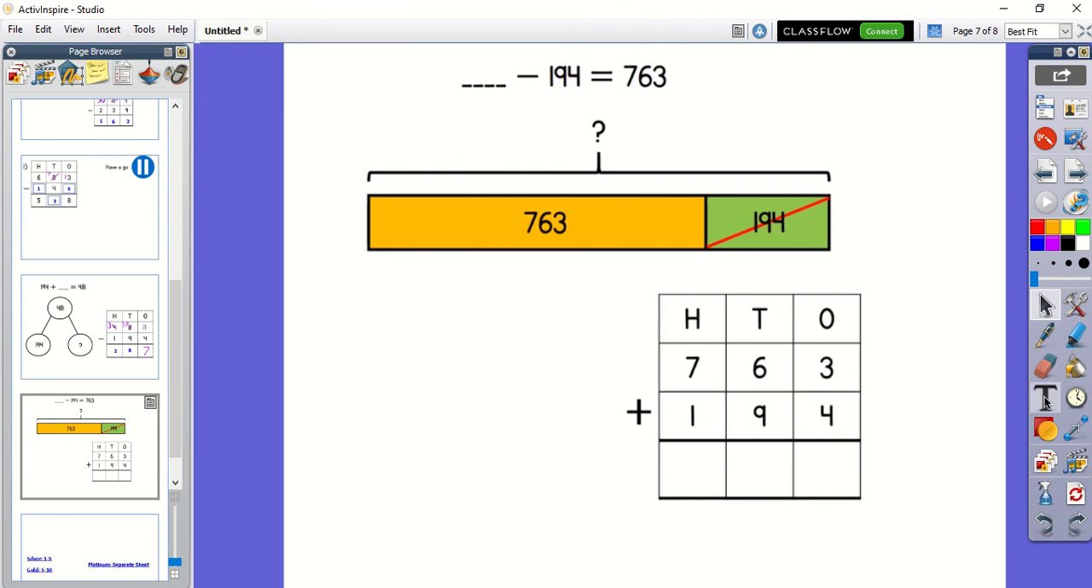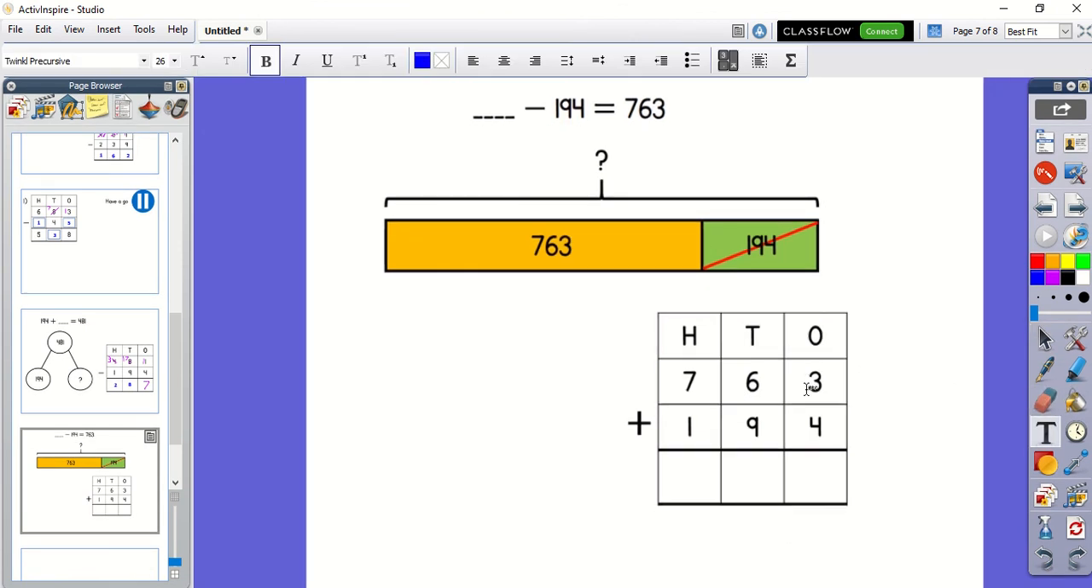So, just reminding ourselves of how to do our addition. We do 3 add 4 is 7. 6 add 9 is 15, so we put the 5 in the 10s, carry the 1. And then 7 add 1 is 9. So my original number was 957. And then if I did the subtraction column method and did 957 take away 194, I would indeed end up with 763.